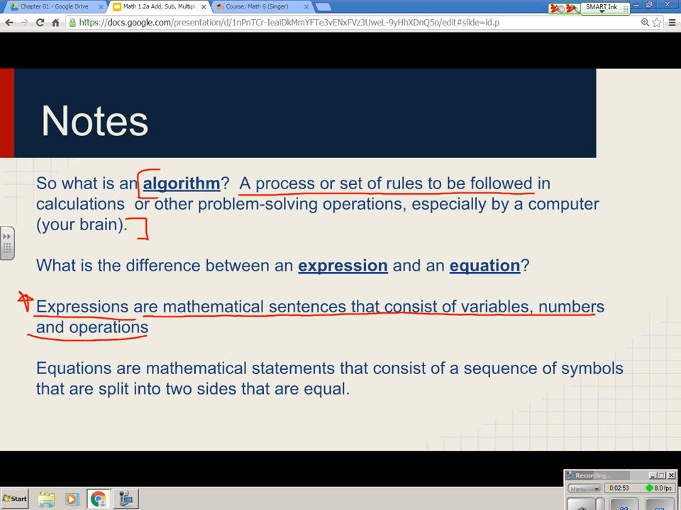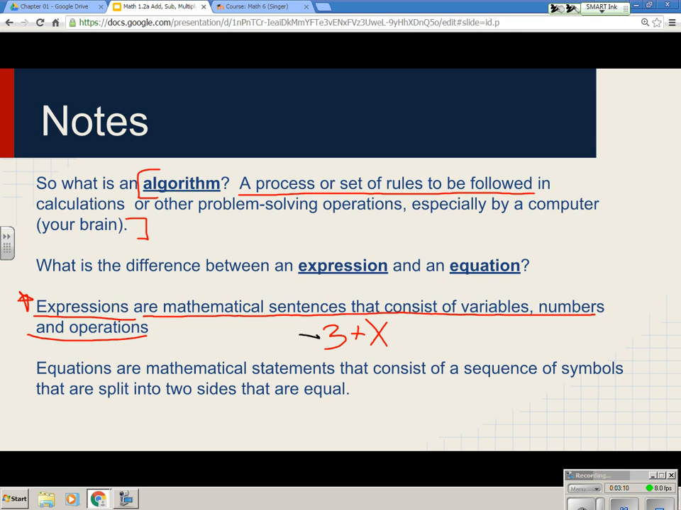Let me give you an example of an expression, a real simple one. It's 3 plus x. 3 plus x. So how is this an expression? Well, there's no equal sign. We just have to solve the sentence. So what do we have here?